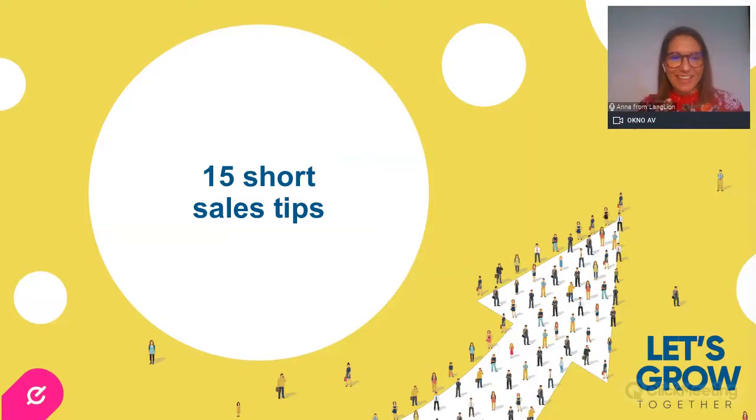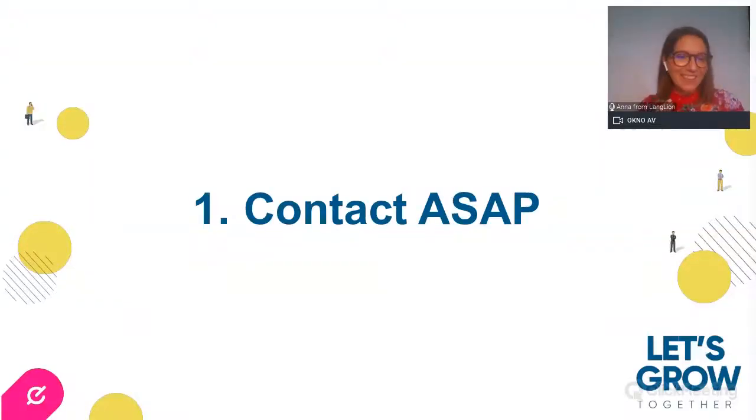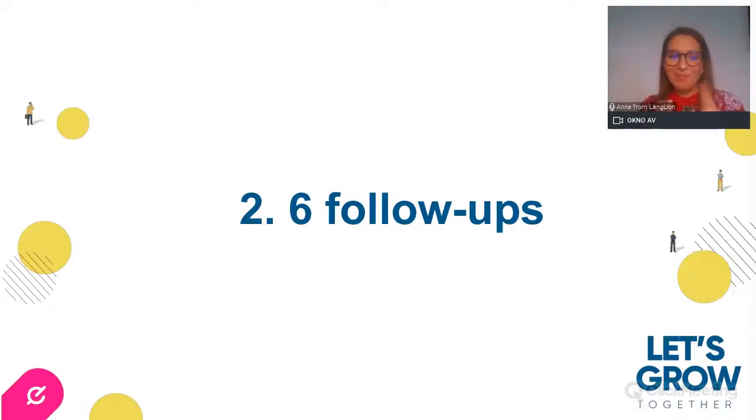All right, so now 15 short sales tips for you and your sales representatives. 1. Contact as soon as possible. The sooner you reach your lead, the better. If you don't pick up the phone, maybe your competitor will. 2. 6 follow-ups. Try until you get clear information, yes or no. If you don't get it, it means that the customer is still in a decision-making process.